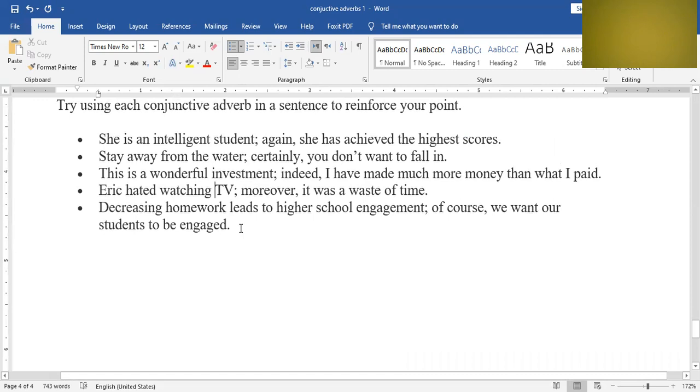And so you will have some homework: work in groups to practice using conjunctive adverbs. Actually, we haven't finished yet. We have 5 other types of conjunctive adverbs that we will discuss in the next lecture.